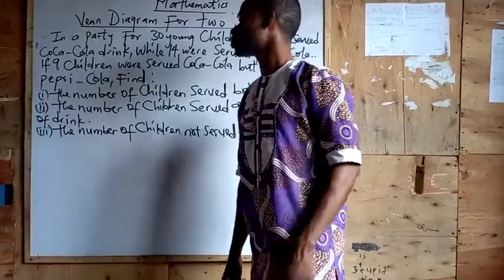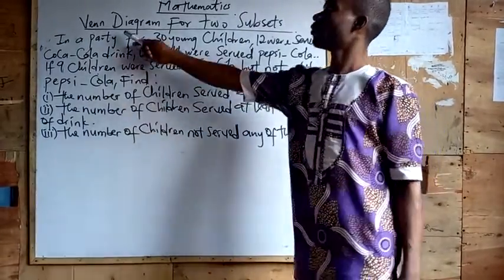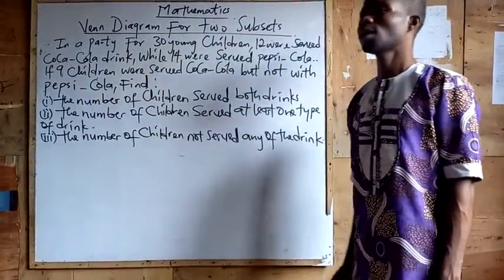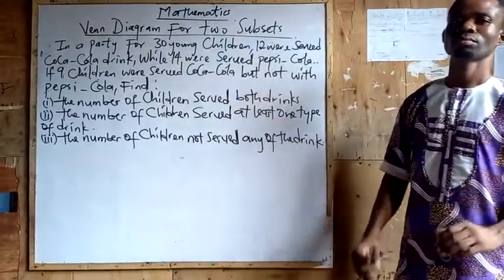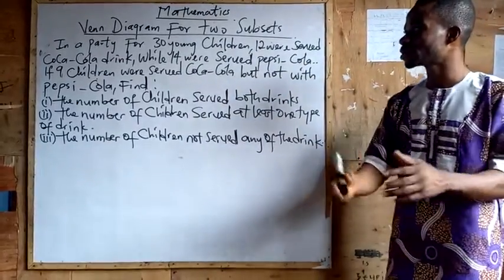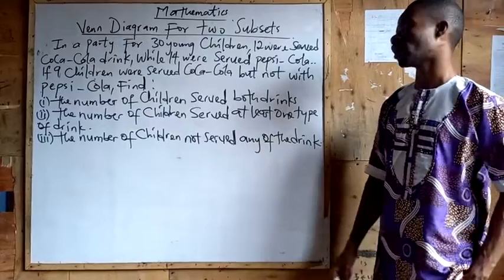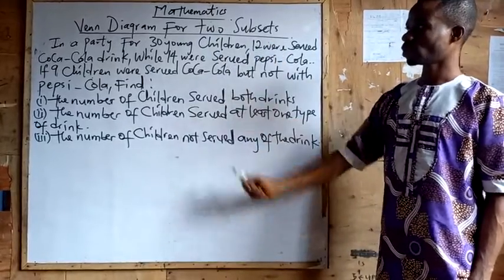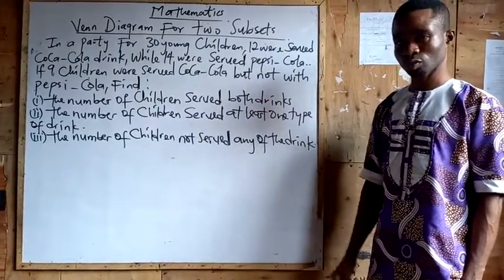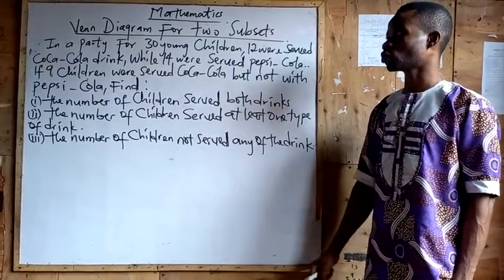So, we started the topic last week about the Venn diagram for two subsets and made every effort to explain the rules that guide Venn diagrams for two subsets. Today, I'm going to be solving some questions under the Venn diagram for two subsets.